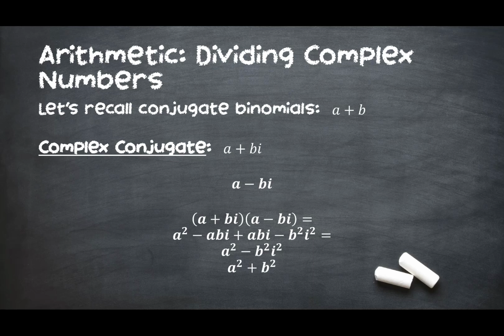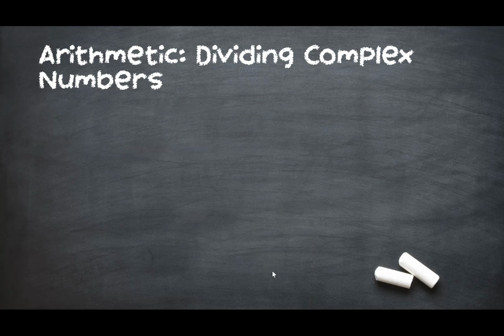So all we have to do now, when we multiply complex conjugates together, is take the a part and square it, and pull off the b part and square it, except now we have to add those two numbers together. So let's see this in action.